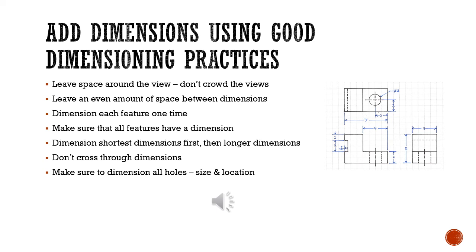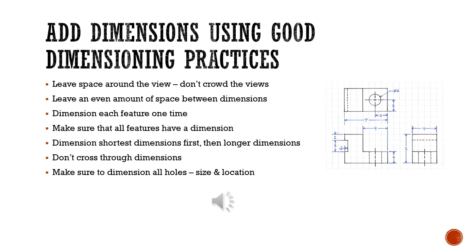And only dimension each feature one time. You want to make sure that all the features have dimension on them, so don't make people try to figure out how big something is or have to add up a bunch of numbers to figure out the size of something. An easy way to do your dimensions is start with the shortest dimension first. So what's the shortest dimension? Do that one first. Then the next longest, and so forth, and you'll have a nice even setup for how you laid out your dimensions.